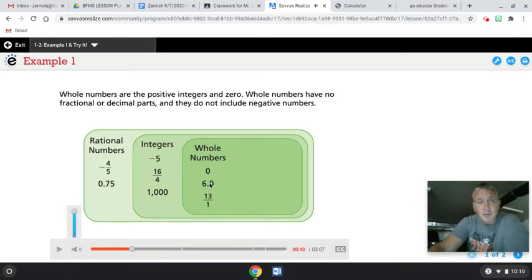Okay, so your whole numbers here, notice they try to throw you a little curveball again. The number 6 is written as a decimal 6.0, but it is still 6. The number 13 is written as 13 over 1, which is a fraction. So simplified, it is again the number 13. Therefore, it's a whole number. Whole numbers are not permitted to be decimals or fractions unless they simplify to a whole number. Whole numbers have no fractional or decimal parts, and they do not include negative numbers.